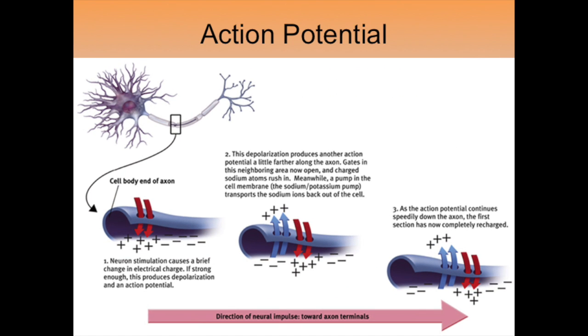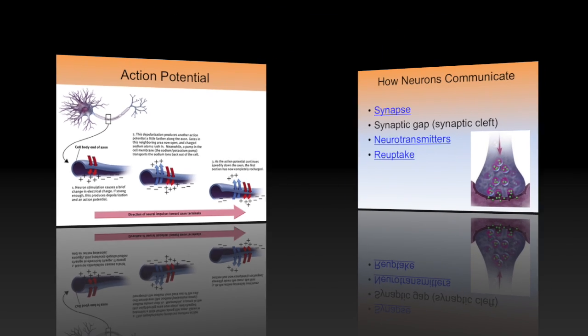This is a diagram of an action potential, and I'm going to go over this in class. So I know this is confusing. I don't want you to worry about it. Once I explain it to you and diagram it on the board, it will make more sense.